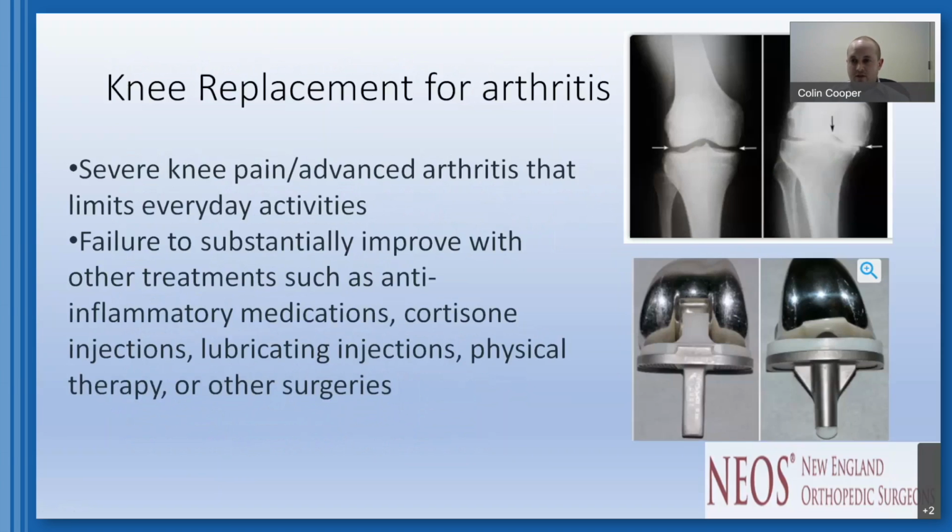For patients that have very advanced arthritis, bone on bone, that have failed to improve with all of these non-operative treatments that we talked about, like NSAIDs, injections, and physical therapy, or maybe have had a previous surgery and are still symptomatic or have had progression of arthritis, we have knee replacement. That basically involves removing the arthritic area of the bone and replacing it with a metal femoral component, a metal tibial component, and a plastic liner between the two.